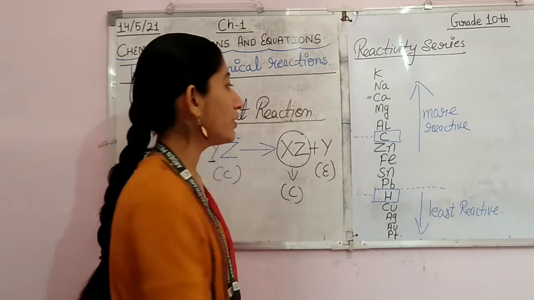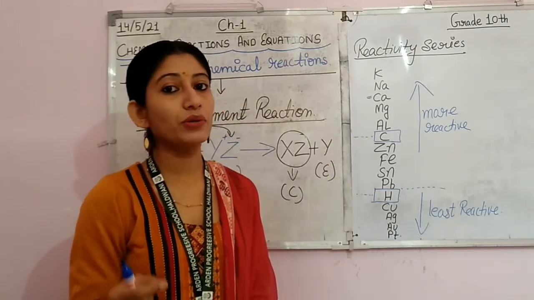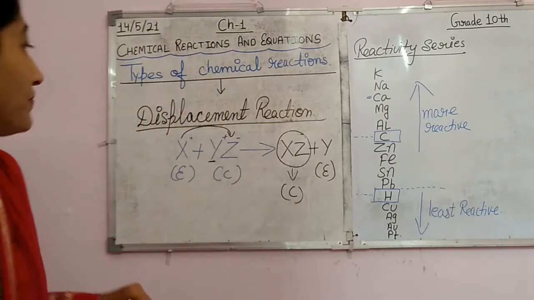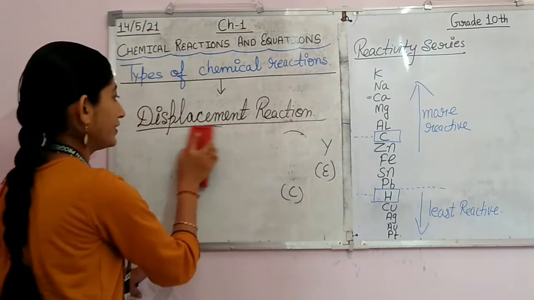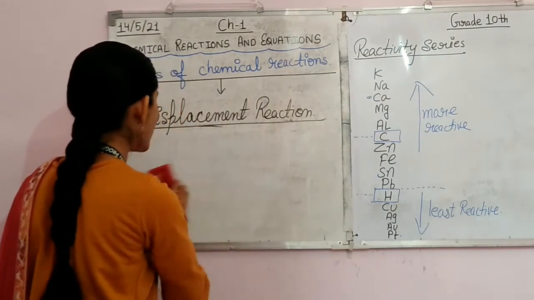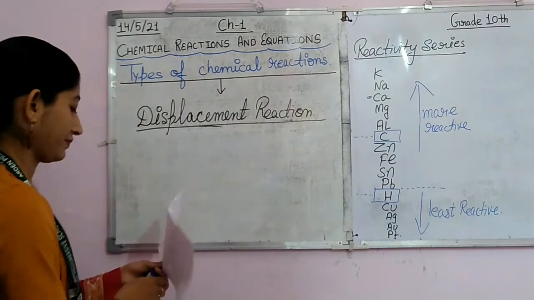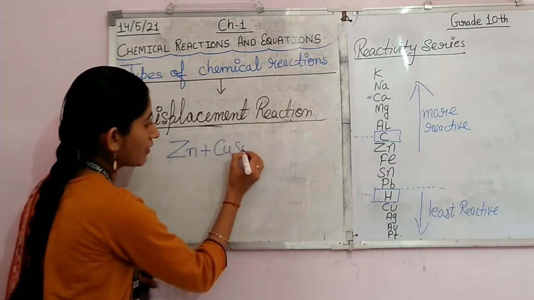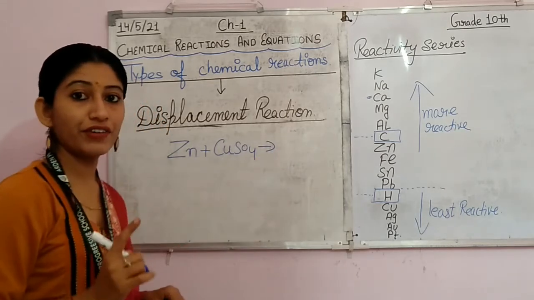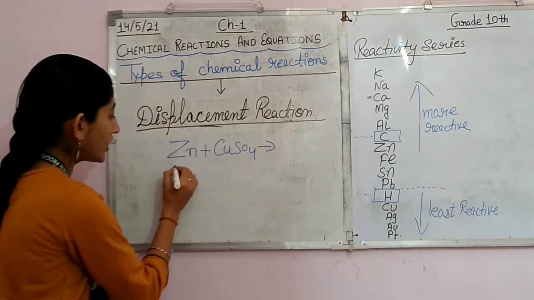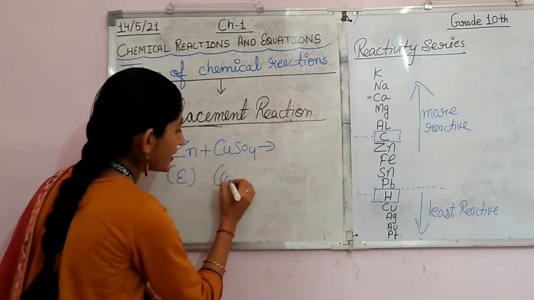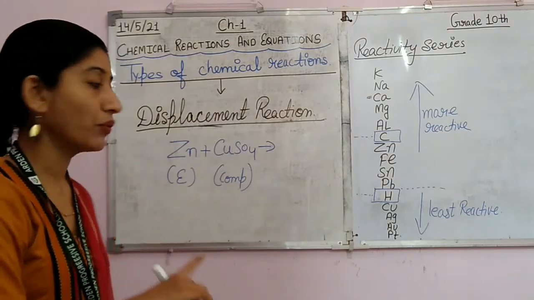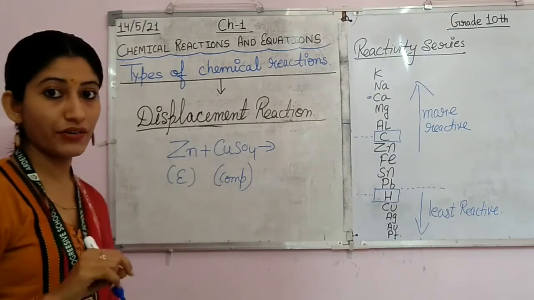So with the help of this reactivity series, we can carry out the displacement reactions easily. Let's see how. For example, suppose we have to react zinc with copper sulfate. Now see here everyone carefully. This zinc is an element and this copper sulfate is a compound. And we have to carry out the displacement reaction.